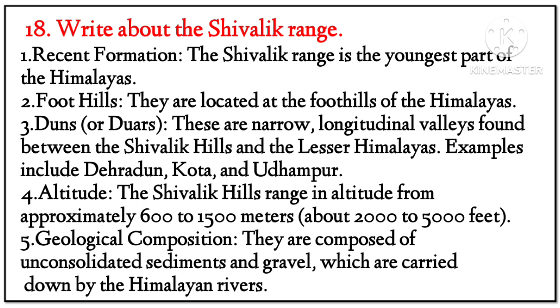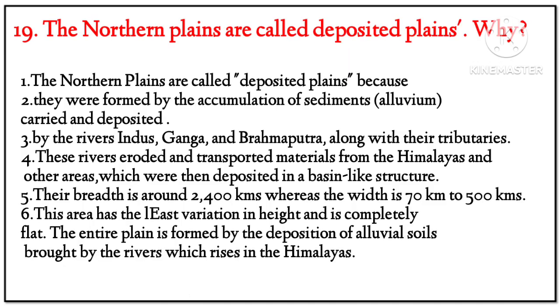Examples including Dehradun, Kota and Udhampur. The Shivalik hills range in altitude from approximately 600 to 1,500 meters. They are composed of unconsolidated sediments and gravel which are carried down by the Himalayan rivers.